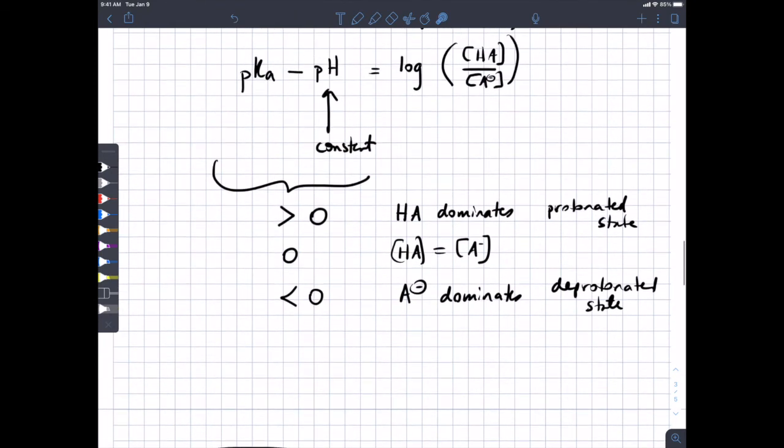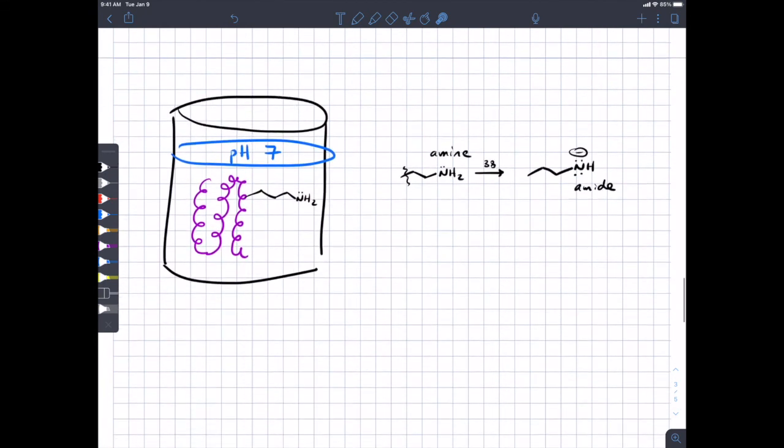Amine, right? 38 minus 7 is still a very large positive number, which tells you the acid form would dominate. And it's true, there is 0% of the amide present in aqueous solution. However, and you've got to be careful with this, there are some functional groups that have multiple possible acid-base equilibria.